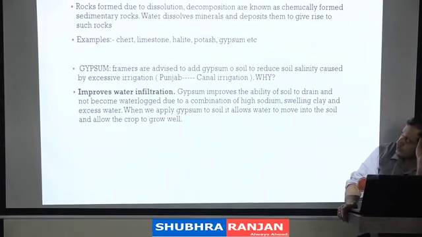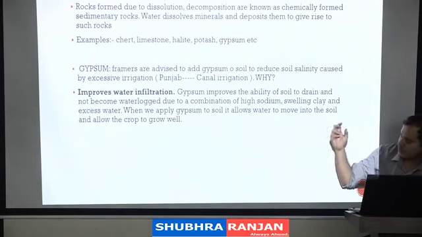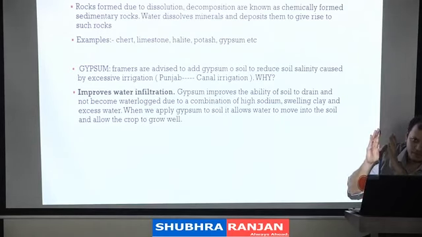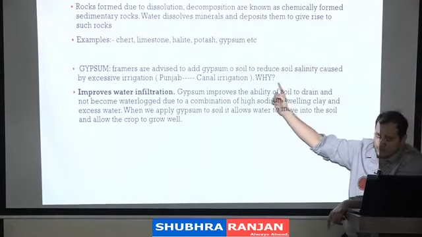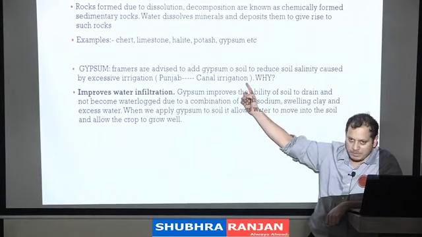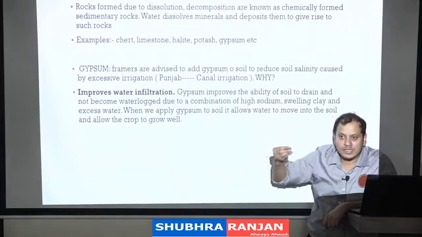Rocks formed due to dissolution, decomposition are known as chemically formed. Example is chert. Chert matlab it is kind of a salt pan only, salt rock only. Limestone, halite, potash, gypsum, etc. I asked you about the gypsum. Farmers are advised to add gypsum to the soil to reduce soil salinity caused by excessive irrigation. Example Punjab, canal irrigation. Why? Because it improves the infiltration.